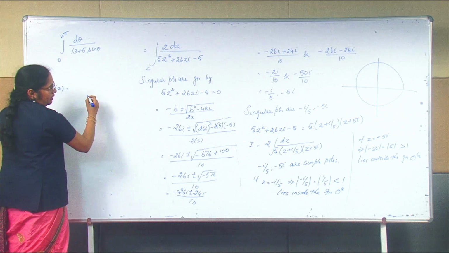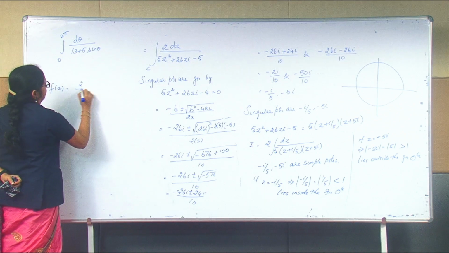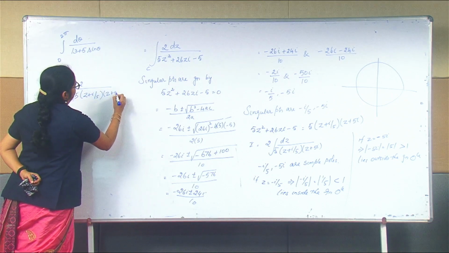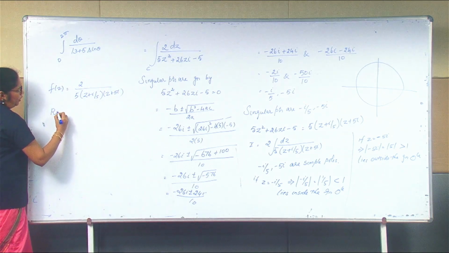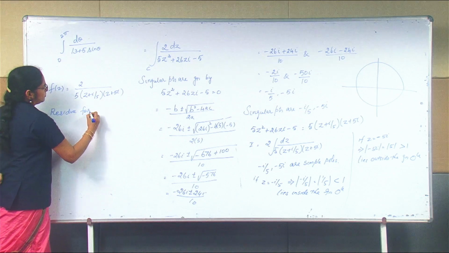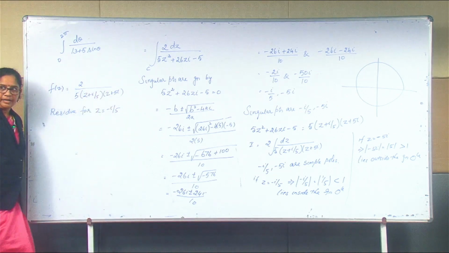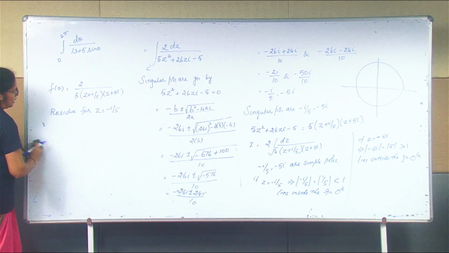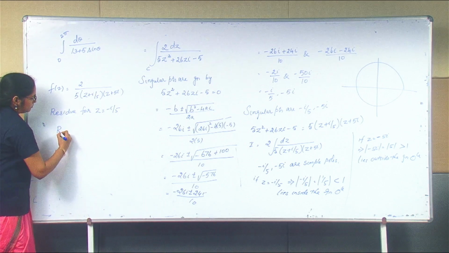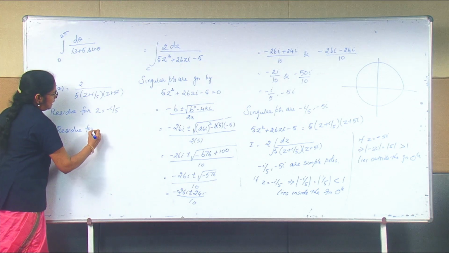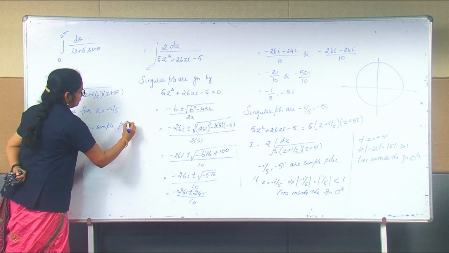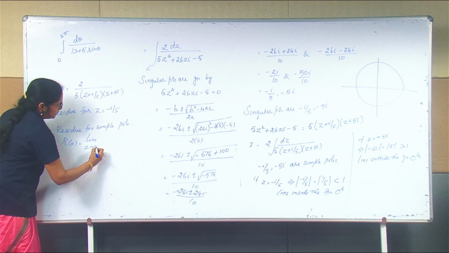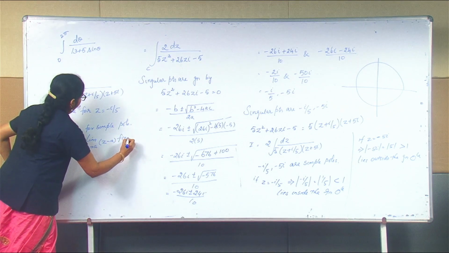So f of z can be written as... so we need to find out a residue for z equal to minus i by 5. Okay. So which is a simple pole. So the residue formula for simple pole: residue for simple pole, R of a equal to limit z tends to a, z minus a into f of z.